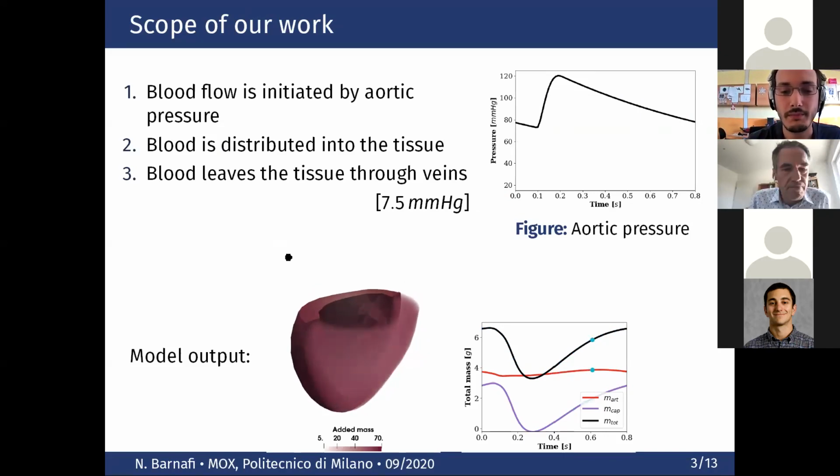Just to give you the kind of result that we're expecting, here we see a deformation, a contracting left ventricle, and we can track the evolution of the total blood inside the tissue, separately between the arteries and the capillaries, and also considering both, we see the total variation of mass.